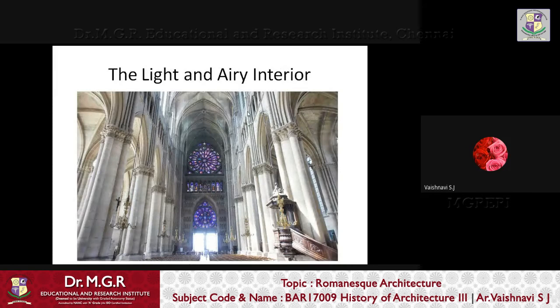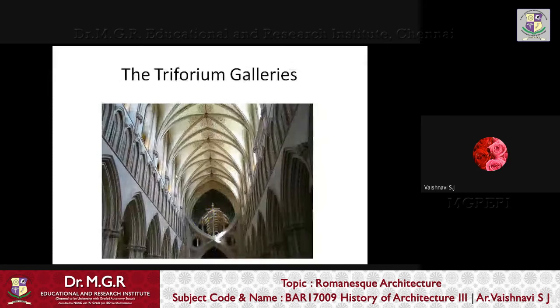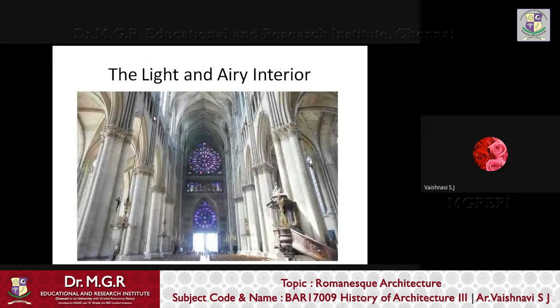See here also you can see the Triforium gallery. But that was closed and this is open. So in this you can see that it's closed, or it has less space. Here it's open.